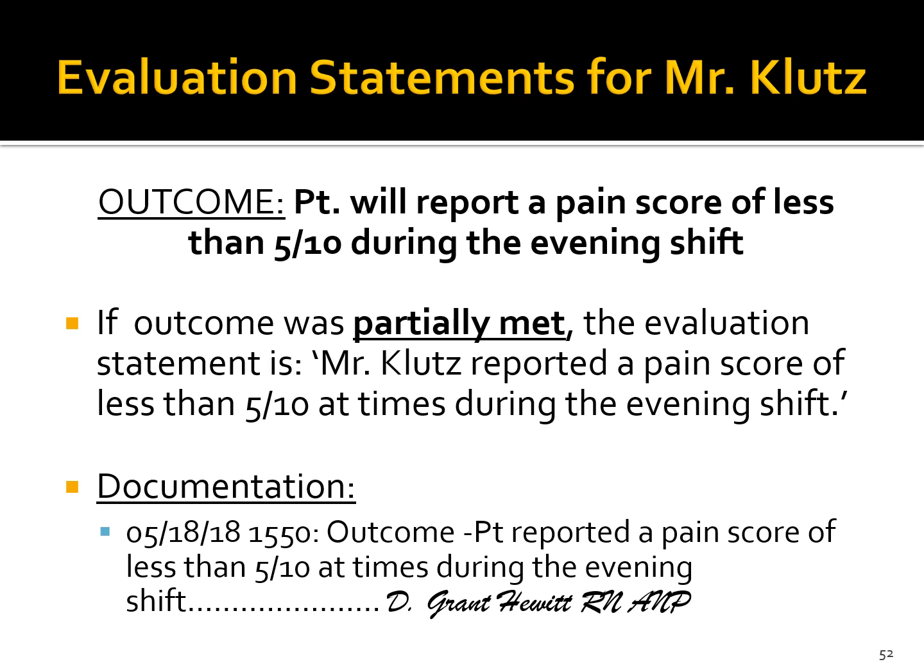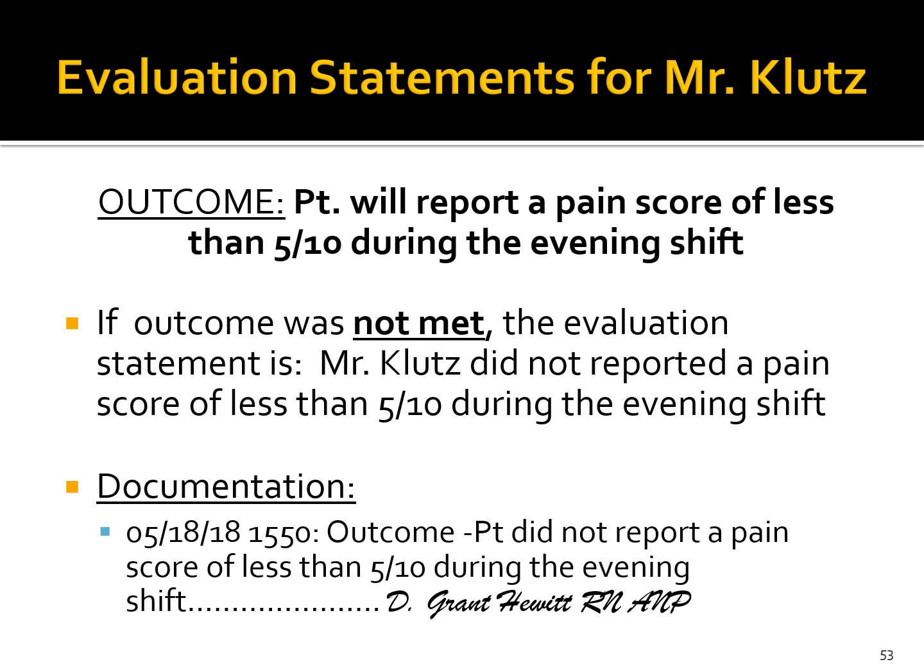Now let's look at the last one. Evaluation statement, patient outcome was not met. The evaluation statement is Mr. Kless did not report a pain score of less than 5 out of 10 during the evening shift. Again, you document the outcome: patient did not report a pain score of less than 5 out of 10 during the evening shift. So you would have to revise that outcome or the interventions.